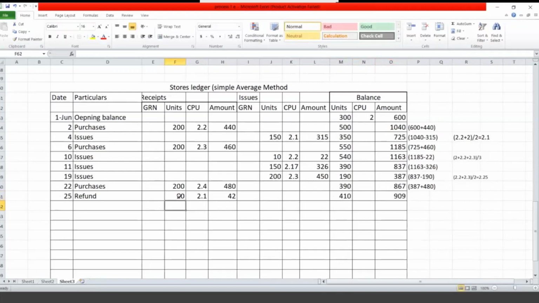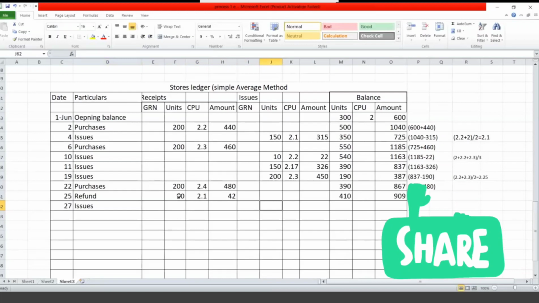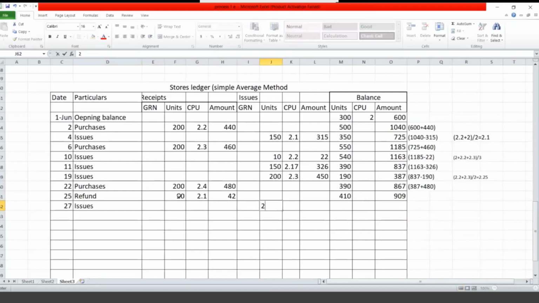Next transaction after 25th, it is 27. What do we have? Issues. Again they have issued some. 250 units were issued. What are the amounts involved in this now? 2.1 is there, 2.4 is there and 2.3 is there. 200 already completed. 2.1, which we have issued, from that you received the refund. Correct? So that 2.1 is included here.